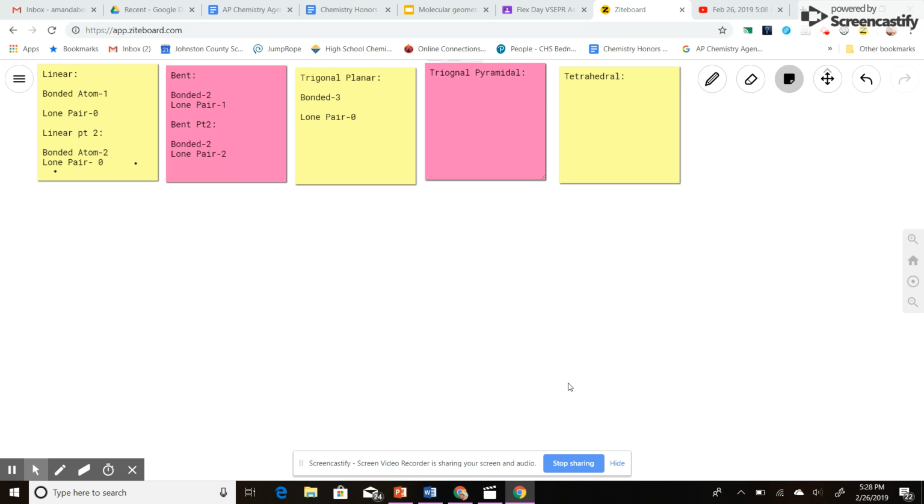Our next shape that we're going to talk about today is going to be our trigonal pyramidal. So far we went over the two variations of our linear shape. We went over the two variations of our bent, our trigonal planar. Now we're going to discuss trigonal pyramidal. So trigonal pyramidal is pretty straightforward, also just like the trigonal planar. It has 3 bonded atoms with 1 lone pair.